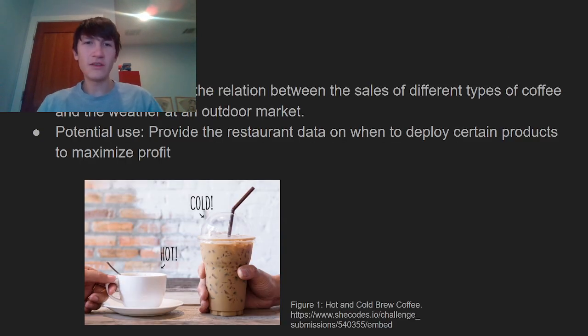So the purpose of this study was to investigate the relationship between the sales of different types of coffee, cold brew and hot coffee, and the weather at an outdoor market. It could potentially be used to provide restaurants data on when to deploy certain products to maximize profit, and to just get a general idea of how much the sales of hot and cold brew coffee are related to the temperature.